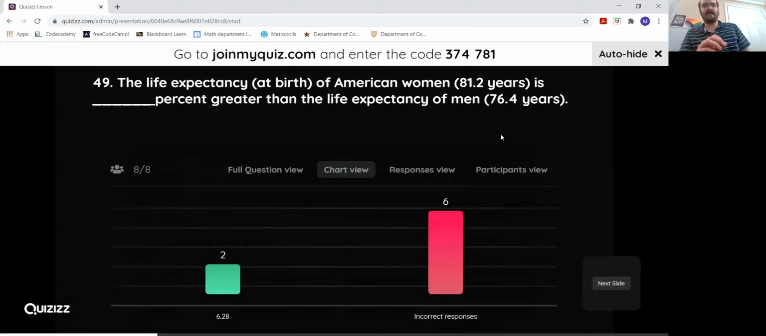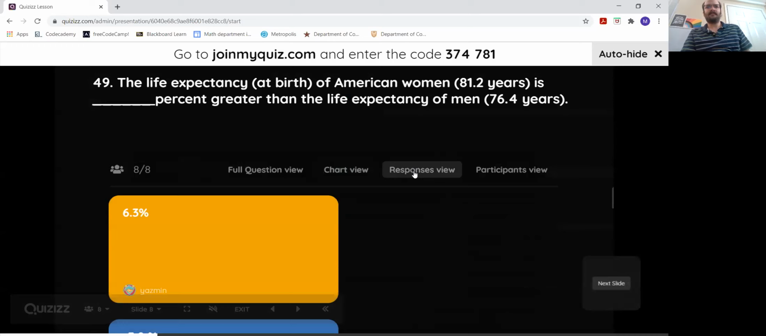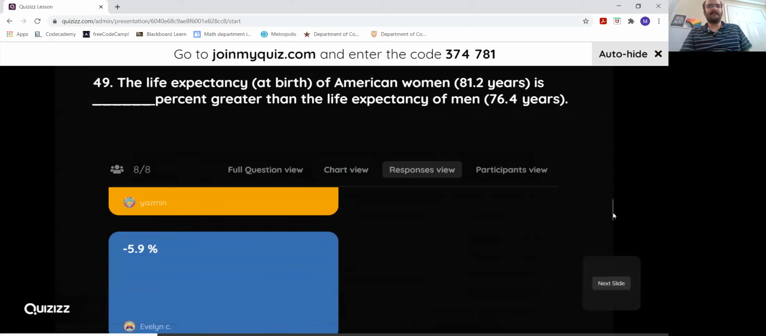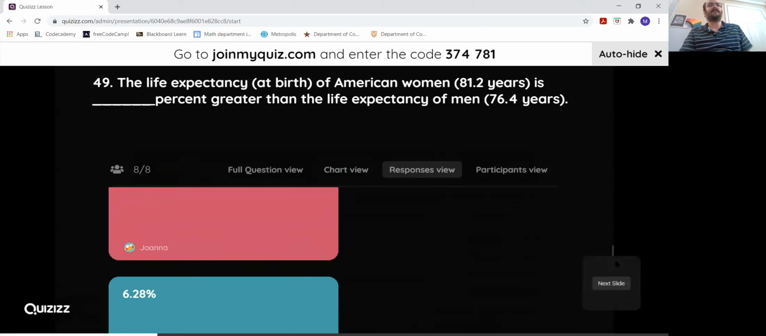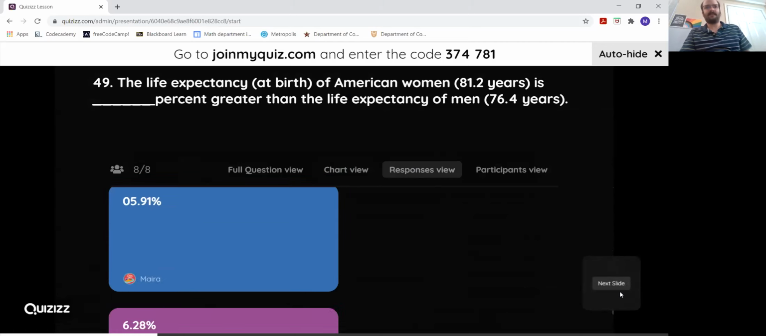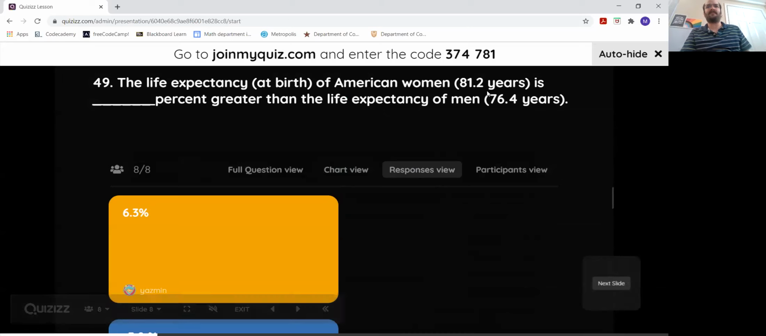Should be 6.28%. Did I not put percent on here? 6.3%, good enough. Should be positive 6.3. Yeah, about 6.3. It should be the 76. I think the other ones are dividing by the other one, right? Is probably what you did.